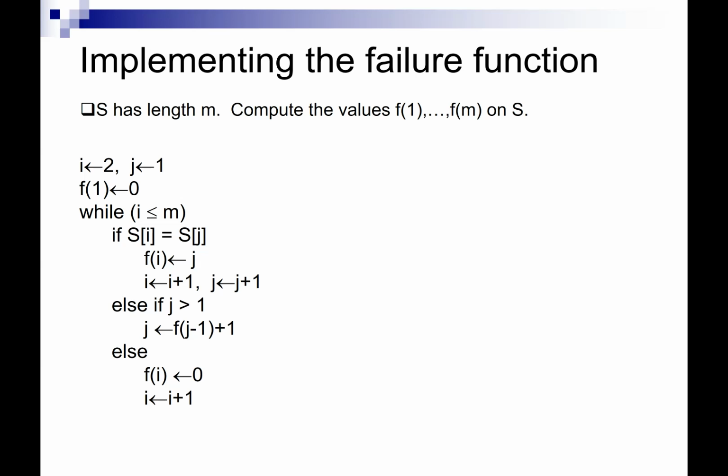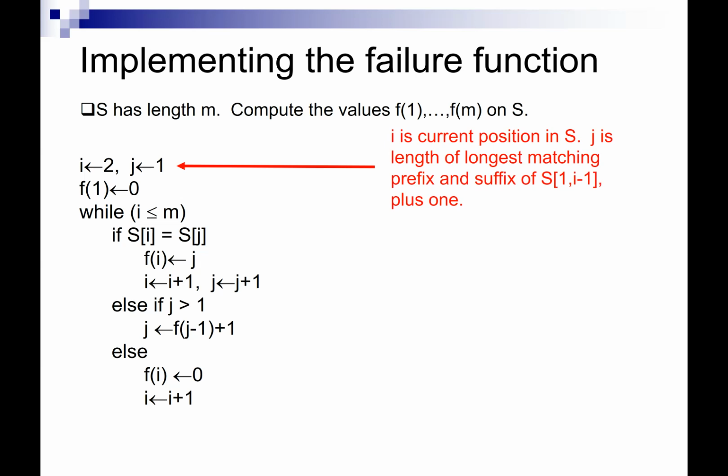Let's go through this algorithm. I is the current position in S. Remember that we're trying to match a prefix. We're going to take a prefix of S, and given that prefix, you want to match a prefix of that prefix to a suffix of that prefix. The first prefix of S we're going to consider starts with I equals 2, because for I equals 1 there's just a single letter in the prefix, so f of 1 is always equal to 0. Therefore, we're going to start with f of 2.